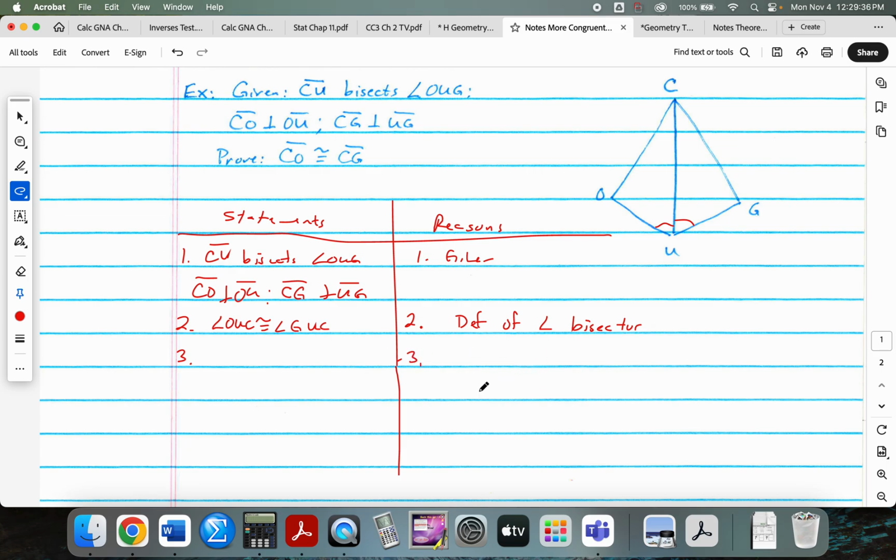Then I've got some perpendicular lines. What do perpendicular lines make? Right angles where they meet. CO and OU meet at O, and fortunately, it's the only angle at O. And likewise over here, this is the only angle at G, so I can say angle O and angle G are right angles by the definition of perpendicular lines.